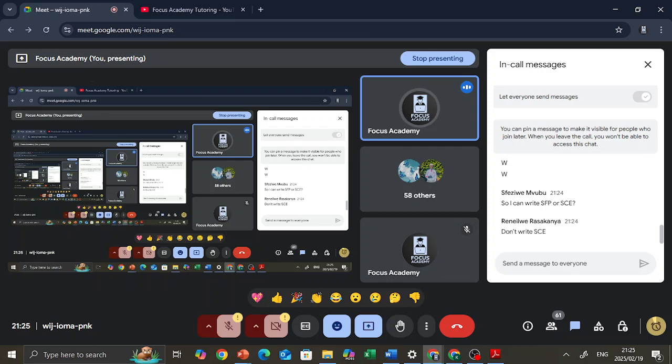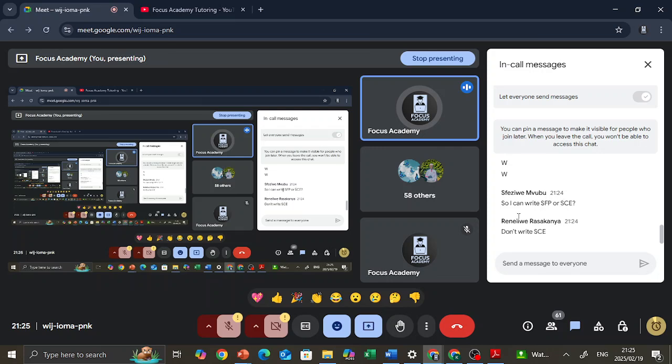Thanks. Don't write SCE, lol. This is very funny, actually. Shout out to you. So can I write SFP or SCE? No, the instruction clearly says do not write SCE component, equity component. So do not do it. Danger, danger. That is where the danger is in writing SCE when they said do not write equity component. Okay, so you're writing SFP.